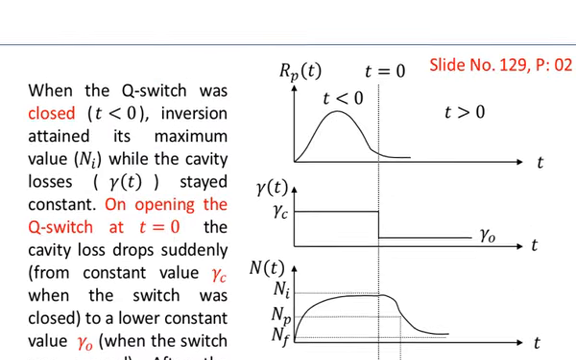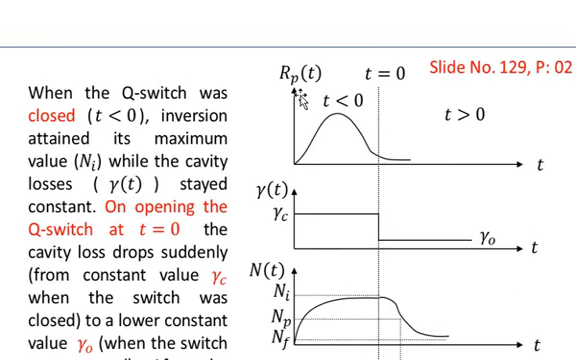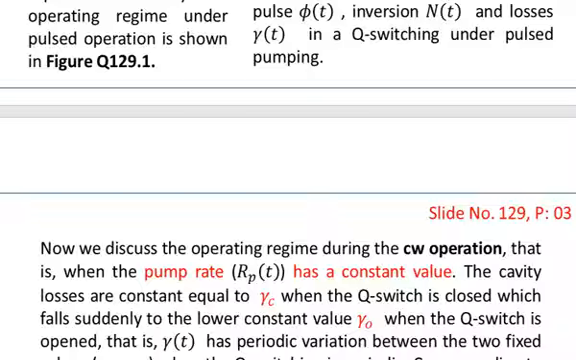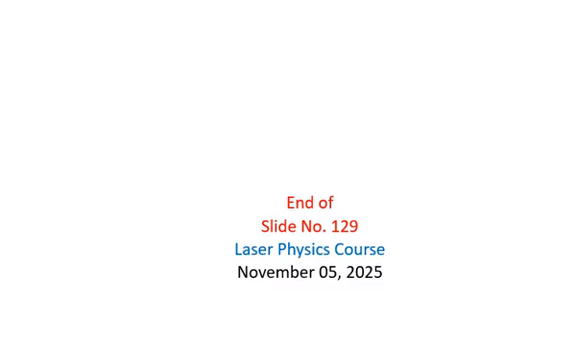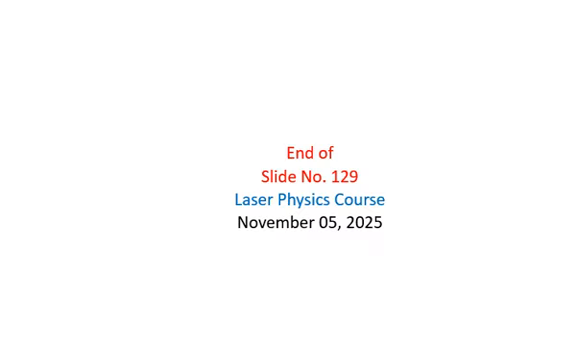And you see that this was the case when the pump rate is in the form of an impulse or a pulse. And over here Q switching starts, that is, we set the Q switch at the time t equal to 0 to be in the open state. And at that state, the important thing to note is that the losses in the cavity gamma c fall to the losses gamma naught. So this is what we have explained, the question raised in the beginning. So this is the end of slide number 129.